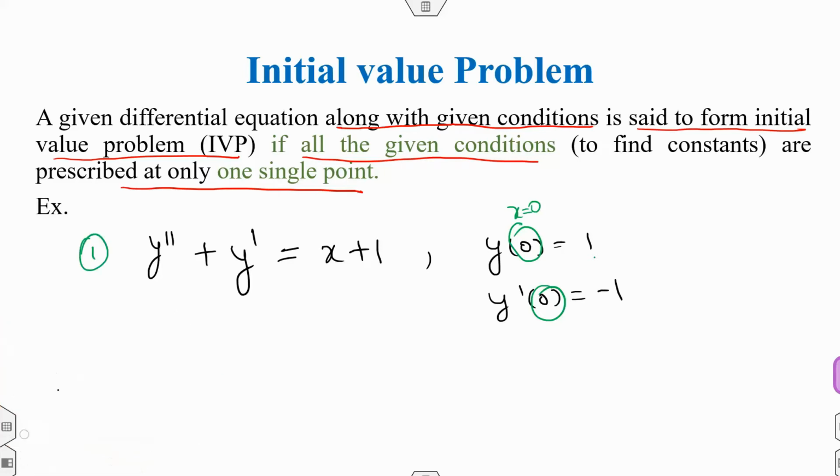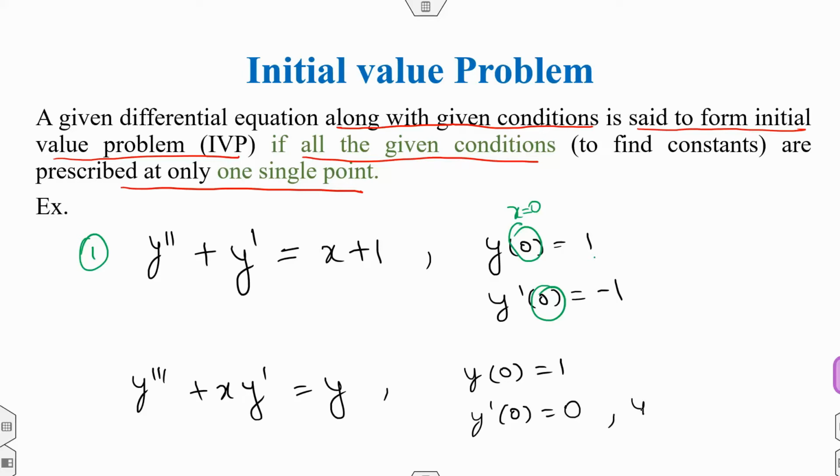We can see another example like this. If we consider a third order differential equation and I give the initial conditions as this, you can see that I am giving the values at only one point, that is at x is equal to 0. All the information is at x is equal to 0. This is at x is equal to 0, this is at x is equal to 0. So this will also be an initial value problem.